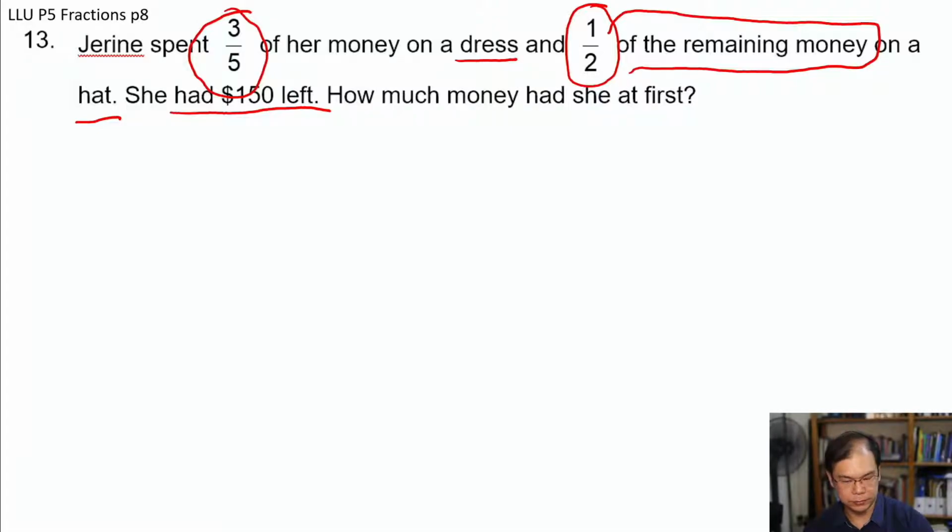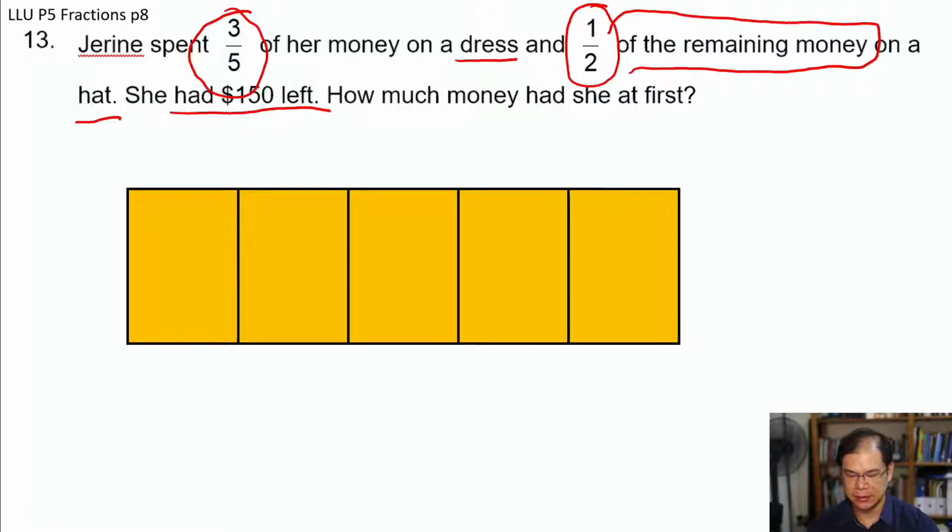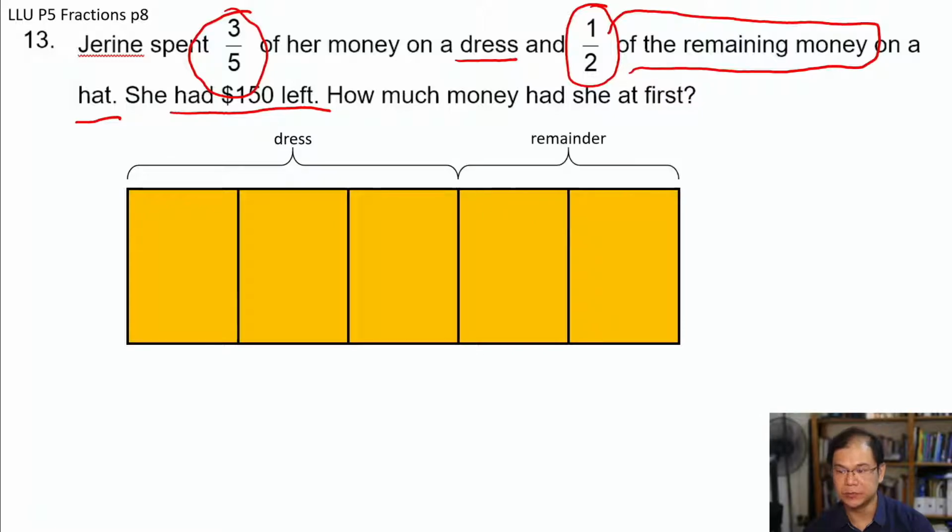So how do we start off with the model? So 3/5 of her money, so that means I must have 5 big units. And when you see me draw such a big box, you know what I'm going to do later, right? Okay, so let's show how many units out of these 5 units goes to the dress. So 3 of the 5 units goes to the dress. And now, where is the remainder? The 2 big units are the remainder. Right? 3 units goes to the dress, so whatever is not spent on the dress must be the remainder, right?